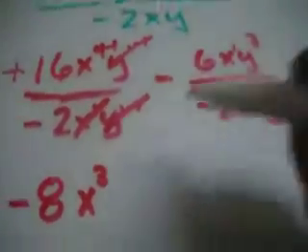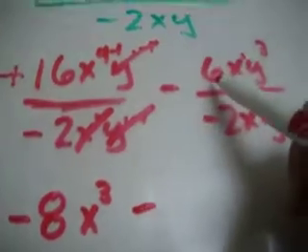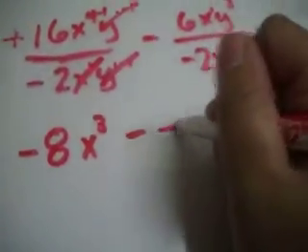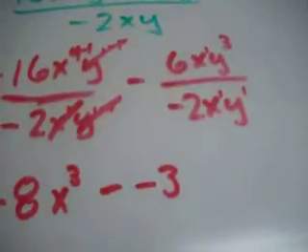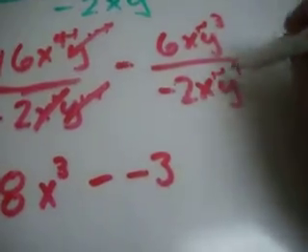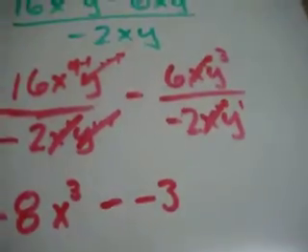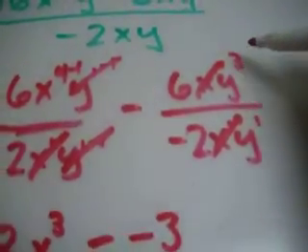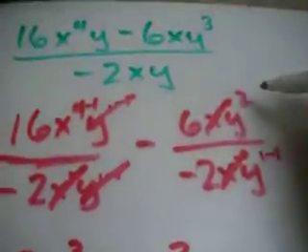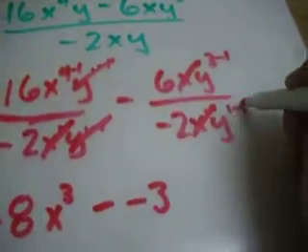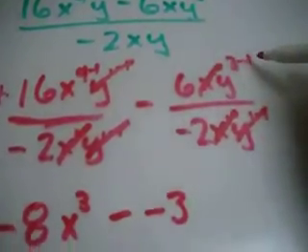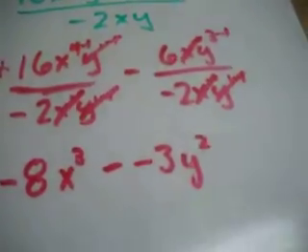Let's look at this guy. So I have 6 divided by negative 2. Well, 6 divided by negative 2 is negative 3. x to the 1, x to the 1, subtract 1 from both. No more x's. Then I have y^3 and y^1. I'm going to subtract 1 because 1 is smaller than 3. I'm going to have no y's in the bottom, but on the top I'm going to have y^3 minus 1, that's y to the 2.